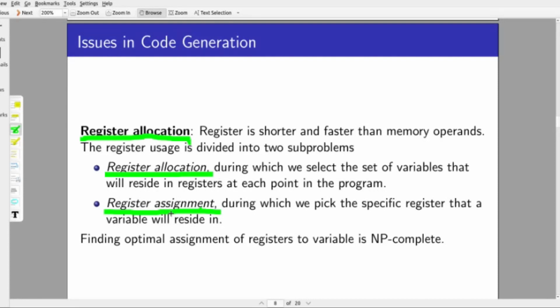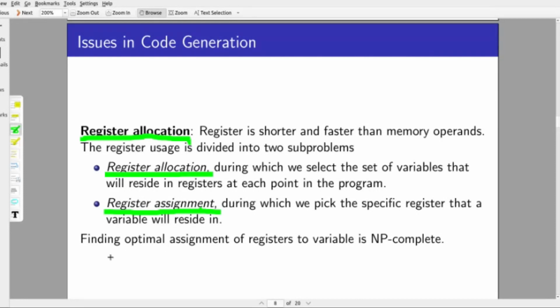And register assignment is the process during which we pick the specific register that a variable will reside in. Already we have selected the set of variables which should reside in registers, and now we select the register in which to store the picked variable. So the second problem is related to the selection of registers. The first problem, register allocation, is related to the selection of variables which we store in registers.